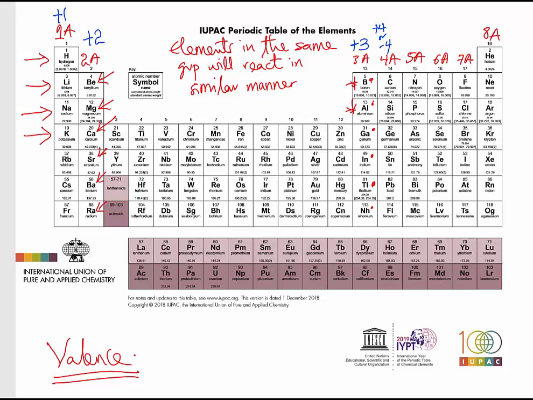Nitrogen is from group 5A. Every element in group 5A is going to have a charge of -3 when they react in a chemical reaction. Oxygen is from group 6A. Every element in group 6A will end up having a charge of -2. Fluorine is from group 7A. Every element in group 7A will end up having a charge of -1. And group 8A are the noble gases. They do not like to react.